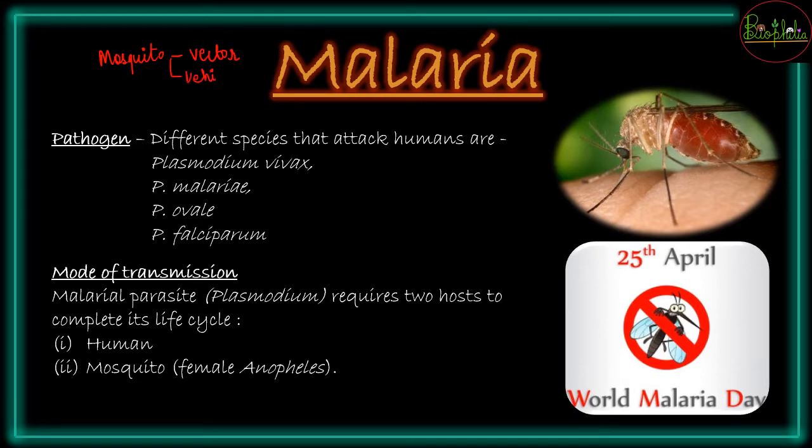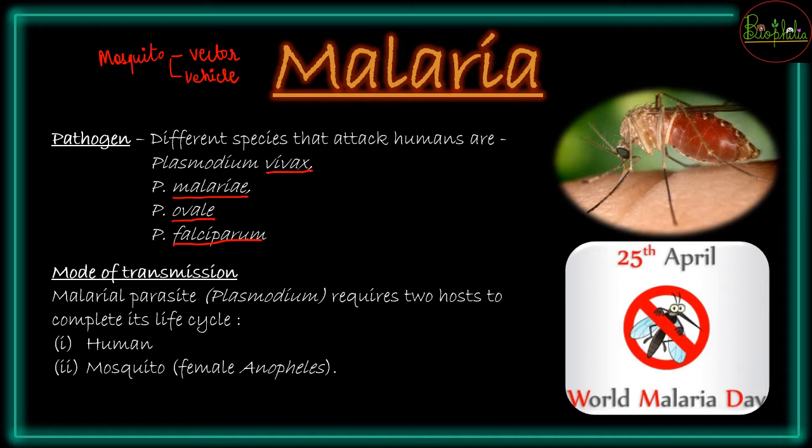So it is very important to remember that malaria is caused by Plasmodium, which has different kinds of species. You can have the species Plasmodium vivax, Plasmodium malariae, Plasmodium ovale or falciparum. It depends upon which species has attacked, but all will be causing malaria.